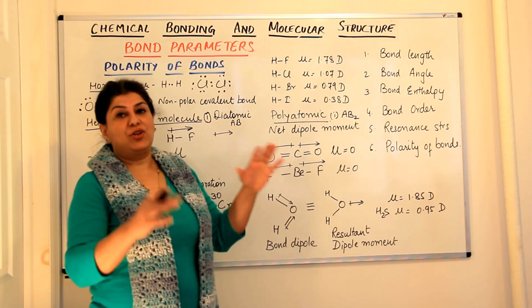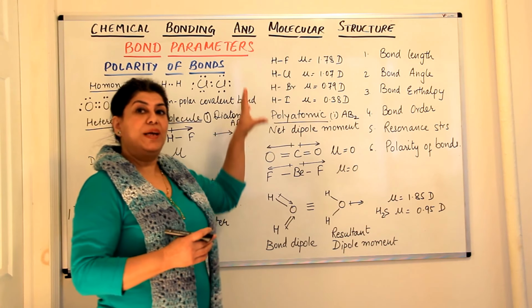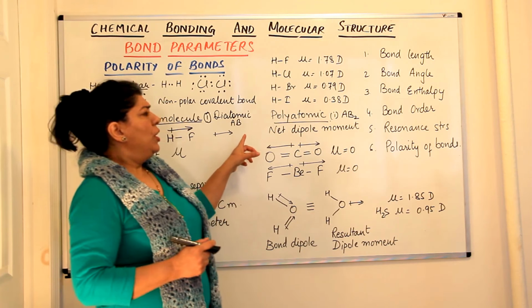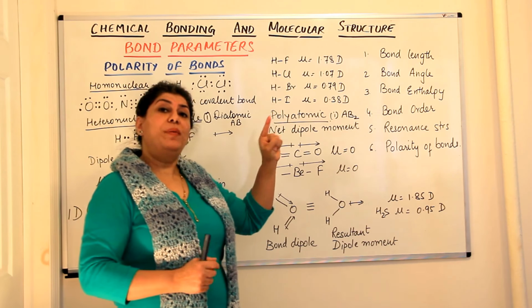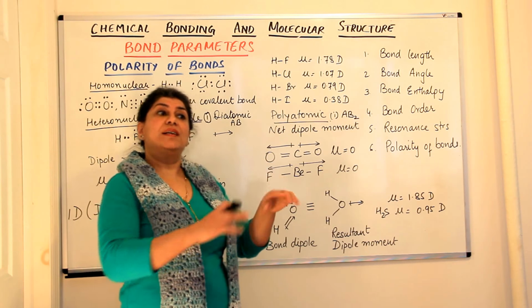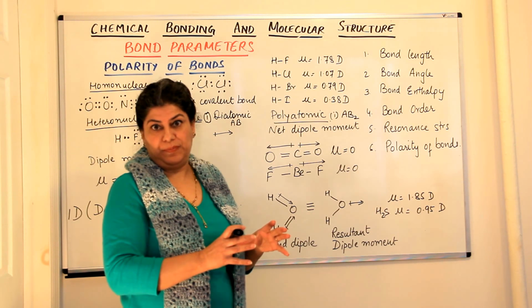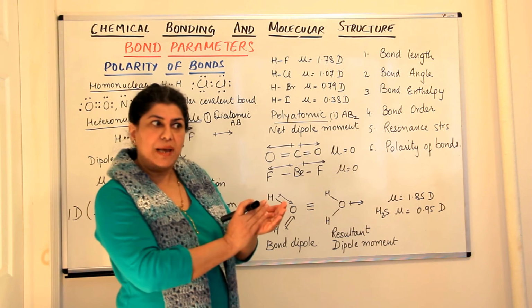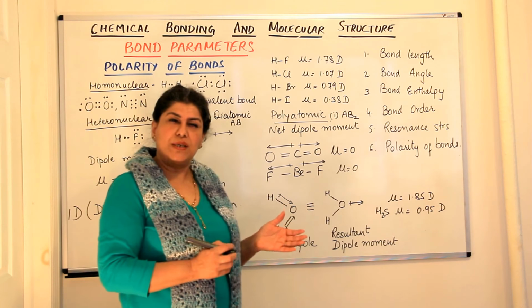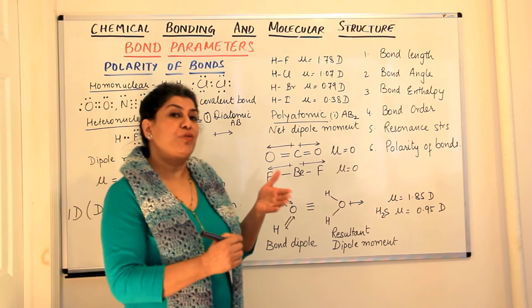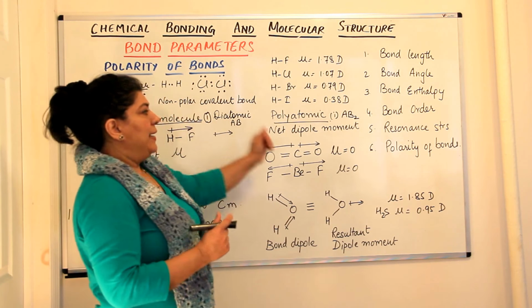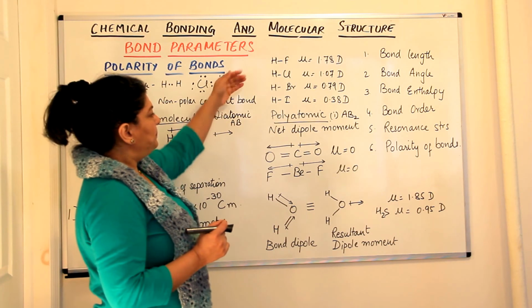Now we come to polyatomic molecules. Instead of diatomic, we come to polyatomic molecules. One more thing, dipole moment gives you an indication of the structure of a molecule. If you know the magnitude of the dipole moment, you would get an idea of the structure of the molecule too. And I'll explain that to you as we move on.